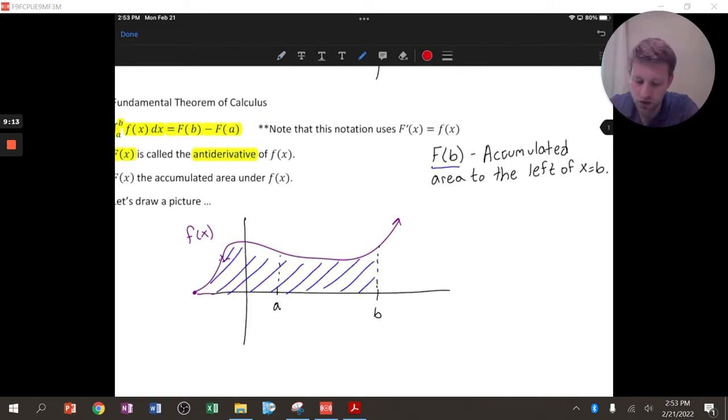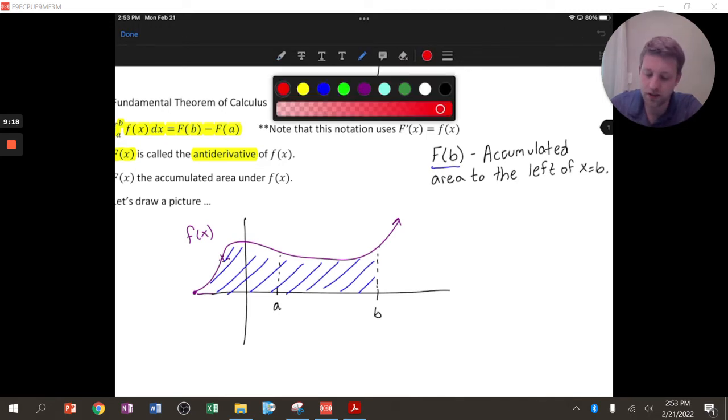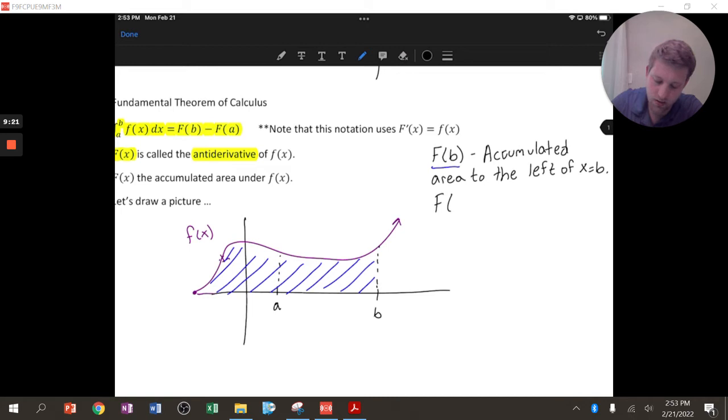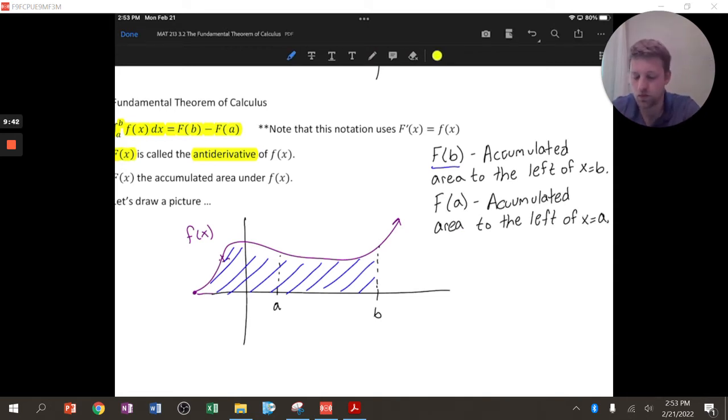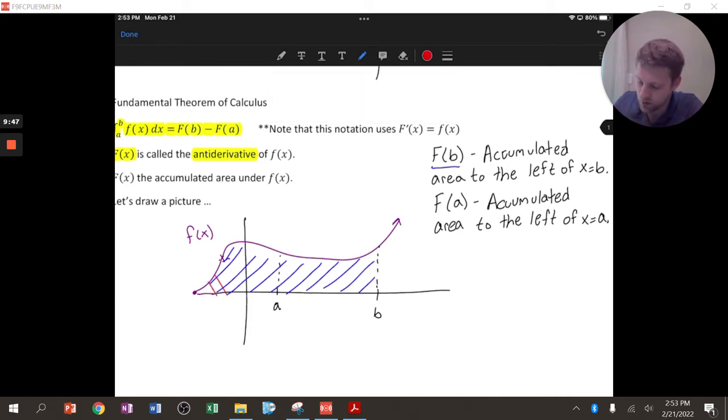In a similar fashion, we could do capital F of a, that's the accumulation function at a. This is the accumulated area to the left of x equals a. And again, we'll put this in color here just to show the difference. This area would be the accumulation to the left of a.